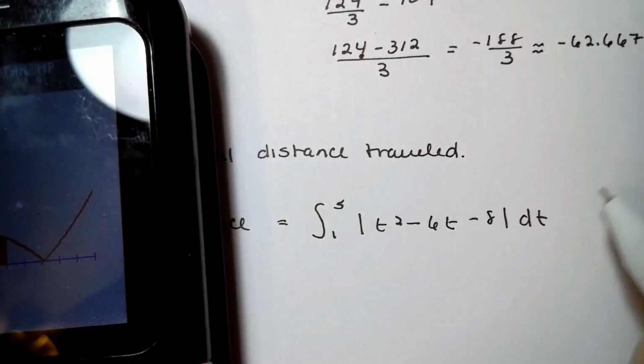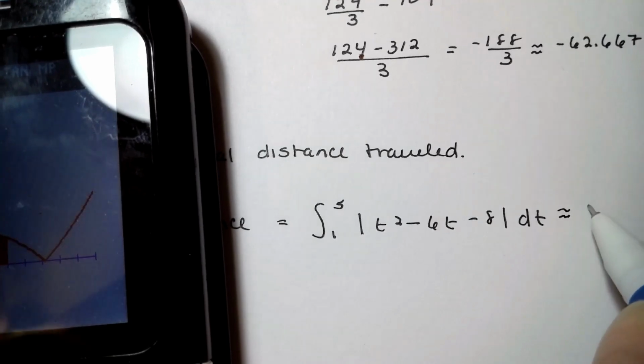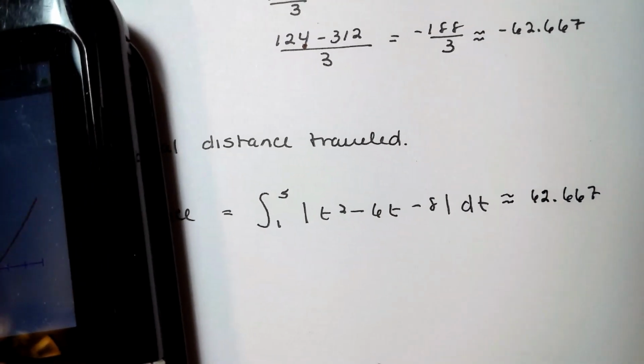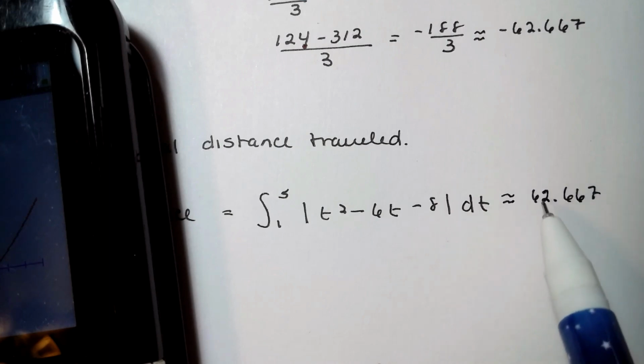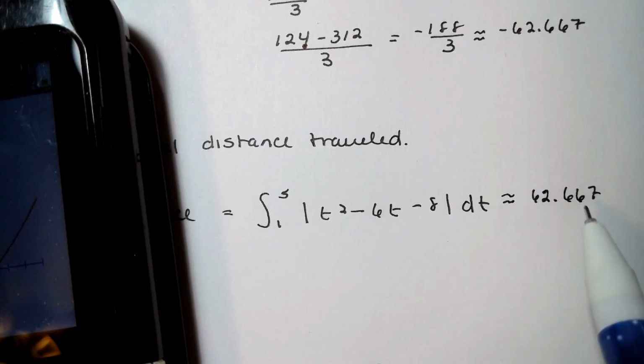All right, so anyway, we would say this is approximately 62.667. Again, rounding to 3 places. If you make a rounding error, you lose the point. They don't care. So you'll lose that point if you have a rounding error. So be very careful when you round 3 places past the decimal. That's the rule.